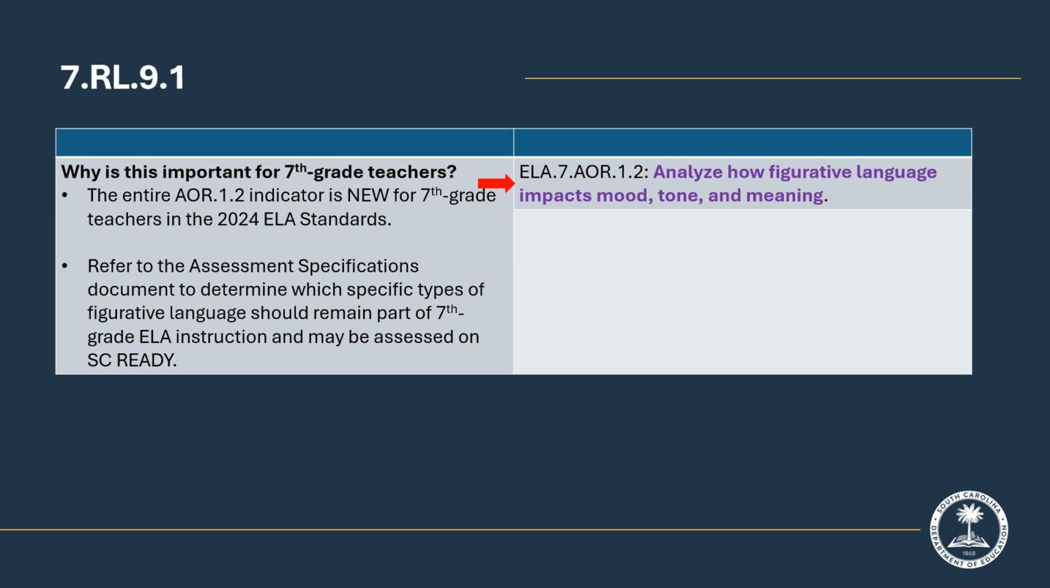The entire AOR 1.2 indicator is brand new to 7th grade teachers. This means new instruction around figurative language and how it impacts mood, tone, and meaning. Refer to the assessment specifications document to determine which types of figurative language should remain part of 7th grade ELA instruction and may be assessed on SC Ready.